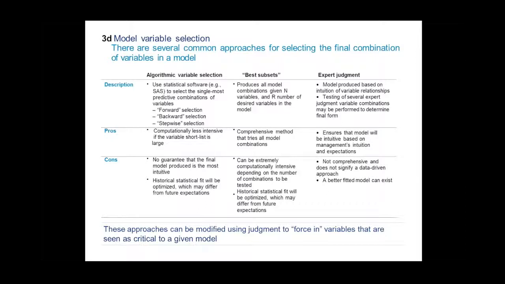We have those three approaches usually used in our industry: the algorithmic variable selection, best subsets, and as per judgment. Each one of them has some pros and cons. For example, if you use as per judgment, you ensure that the model will be intuitive from a management perspective, but it may not be comprehensive, and does not signify a data-driven approach. So it may not really be the better fit for the model.